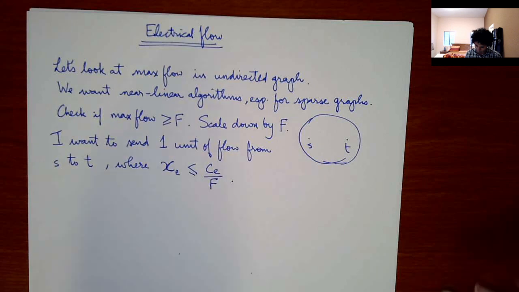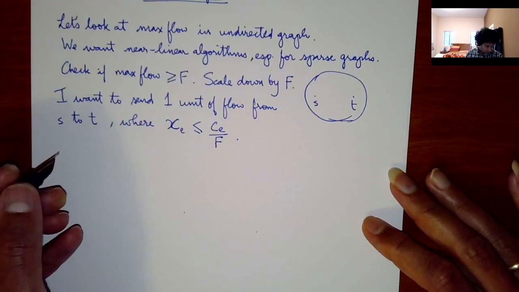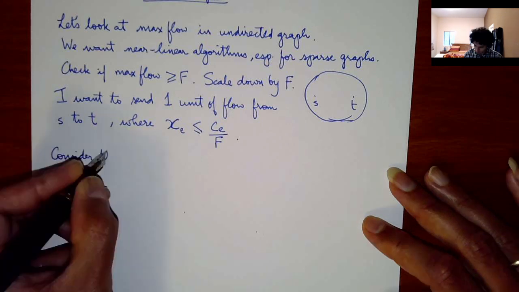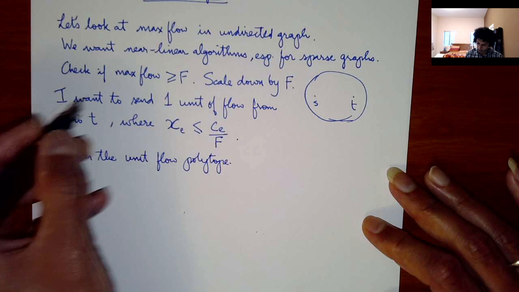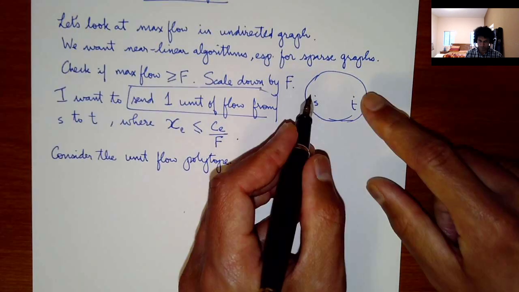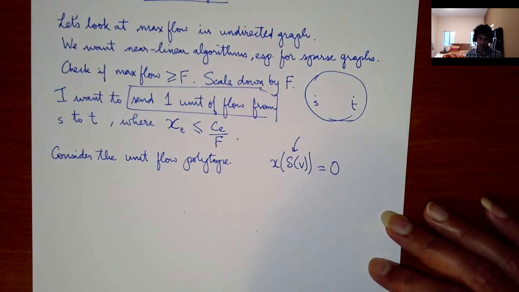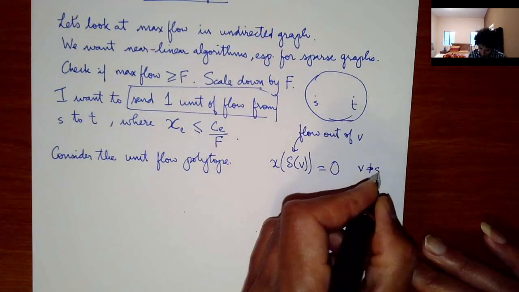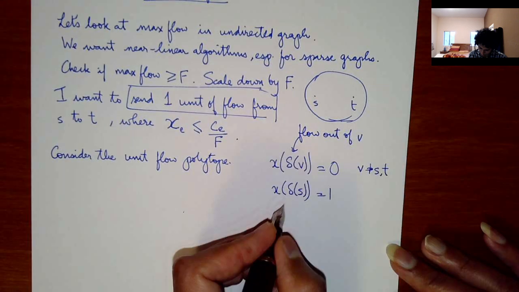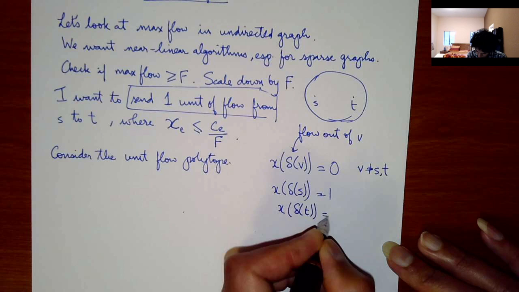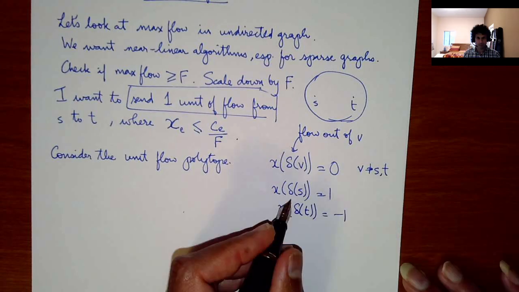Okay. I can think of this in another way, which is consider what I'll call the unit flow polytope. So the unit flow polytope is basically how many ways can you send 1 unit of flow from S to T. So all this is saying is that x of delta V is equal to 0. So this is basically just saying that flow out of V is 0 for V not equal to S and T, and x of delta S is equal to 1, and x of delta T, this is the flow going outside of S is 1, the flow going outside of T is minus 1. Okay, this is flow conservation.